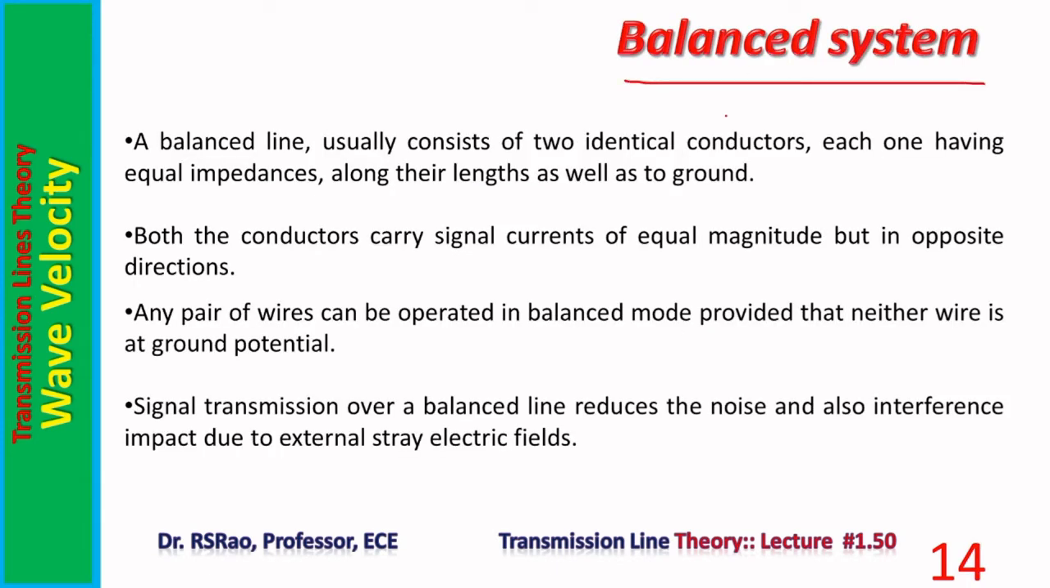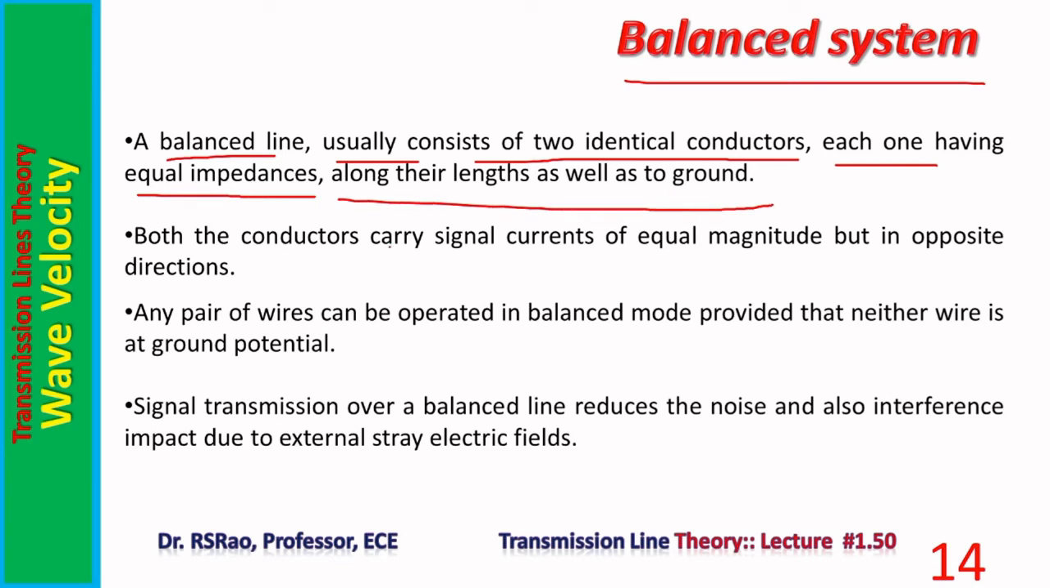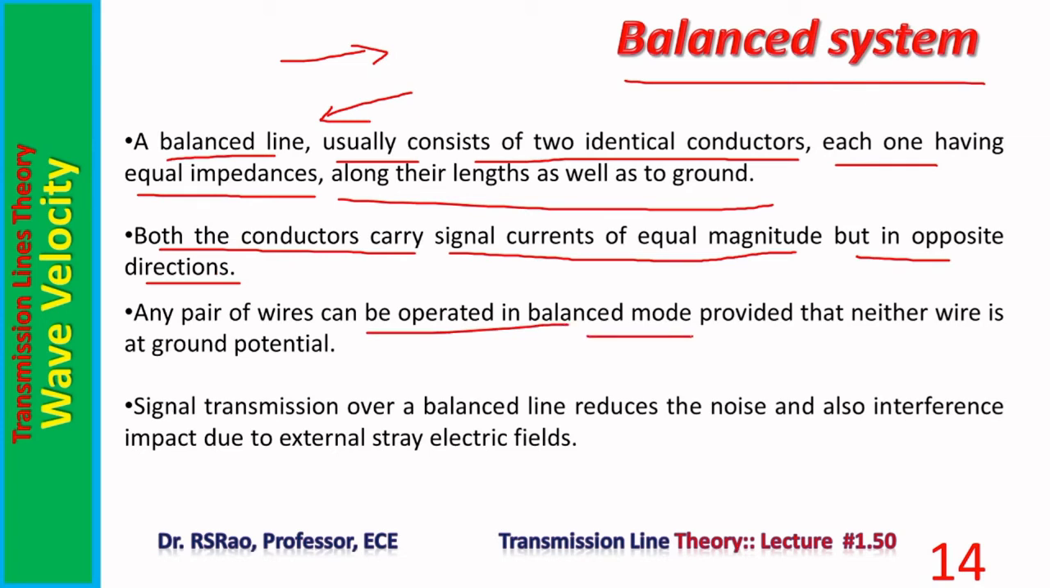First, about the balanced system. A balanced line usually consists of two identical conductors, each one having equal impedances along their lengths as well as to ground. Both the conductors carry signal currents of equal magnitude but in opposite directions. So if one conductor carries current in one direction, the other conductor carries current in the opposite direction, of course amplitude-wise they are the same. Any pair of wires can be operated in balanced mode provided that neither wire is at ground potential. Signal transmission over a balanced line reduces the noise and also interference. This is the basic, important, significant aspect pertaining to balanced lines.